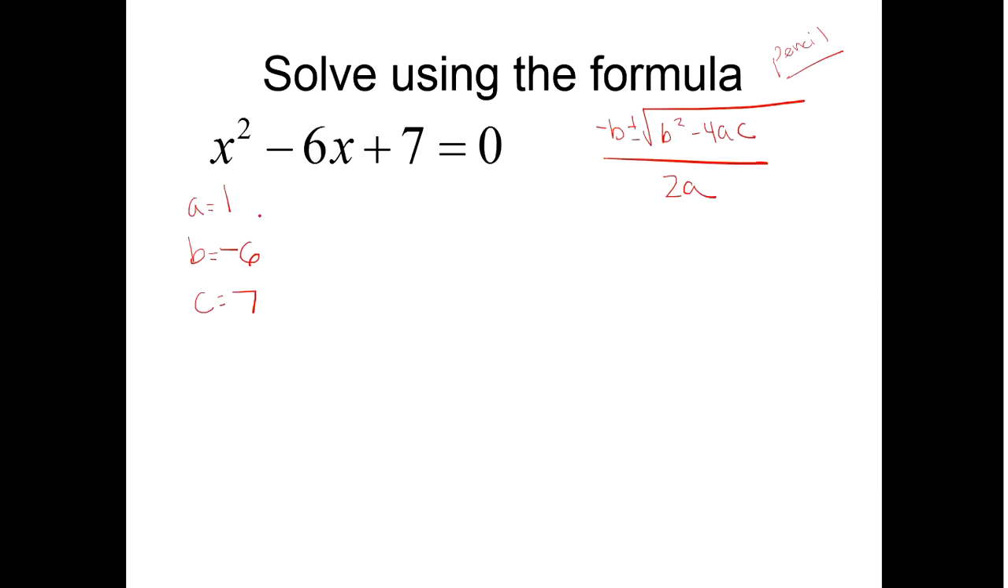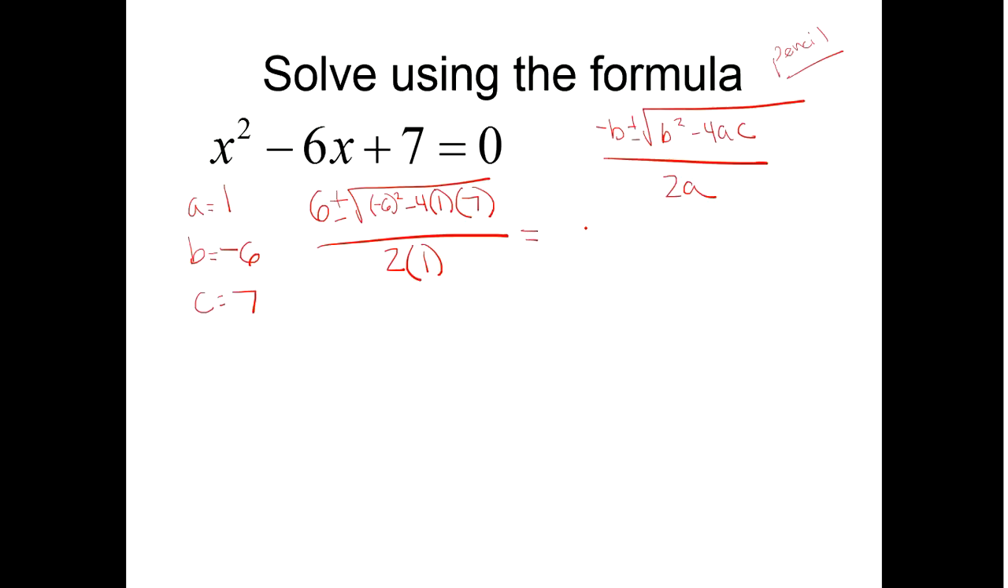There we go. So B, this is negative B. So I'm going to go negative -6. Negative negative is just a positive, right? So it'd be 6 plus or minus the square root of -6 squared minus 4 times my A, which is 1, times my C, which is 7, all over 2 times my A, which is 1.